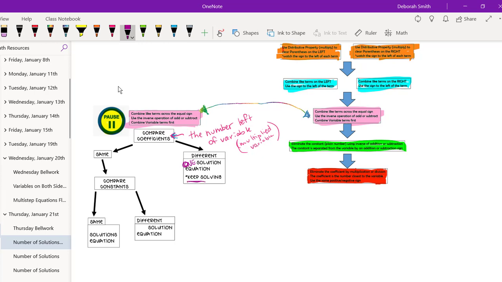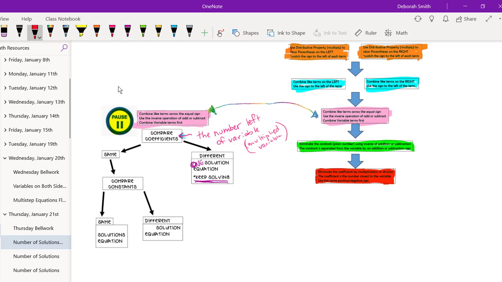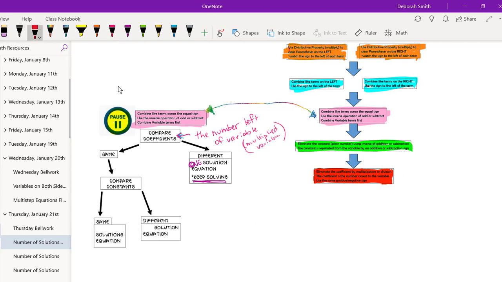And that means keep going. You can find the solution to this one. But what if my coefficients are the same? What if the numbers sitting left of the variables on both sides are the same? Well, the next thing I'm going to do is compare my constants. And the constants, in case you've forgotten, the constant is the plain old number that's added. Plain old number. Okay? It's not sitting to the left of the variable, it's adding or subtracting to the variable. Okay? That's a constant.